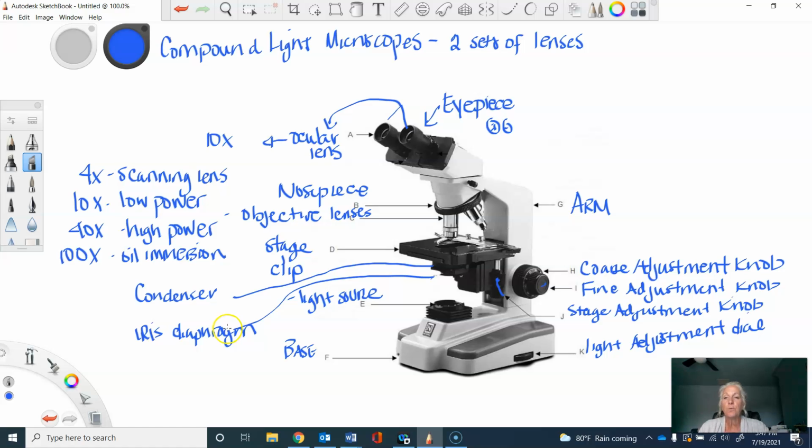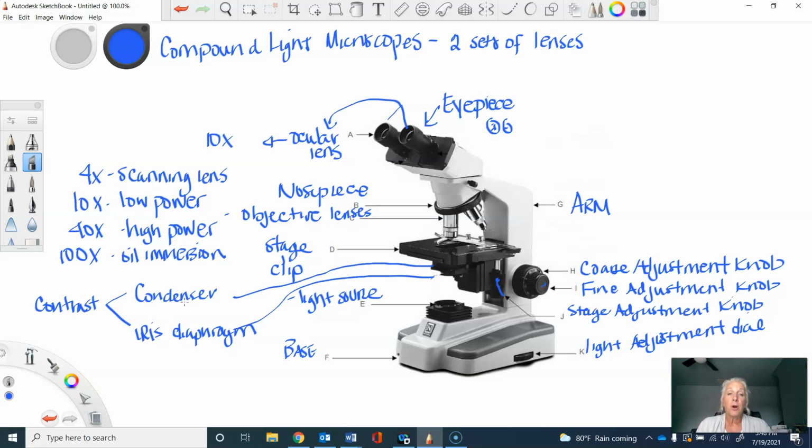Okay, so these two things together help for contrast. If you're looking for specific things like the nucleus of a cell or something like that, you may need to utilize the iris diaphragm in order to provide enough contrast to see the things that you want to see.